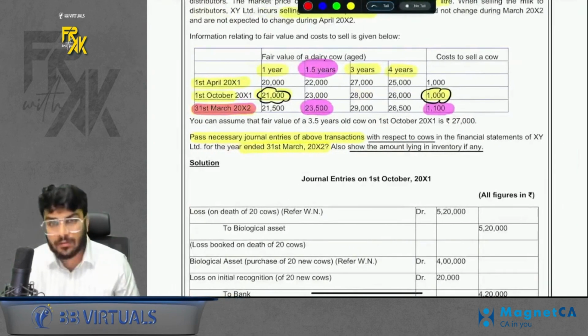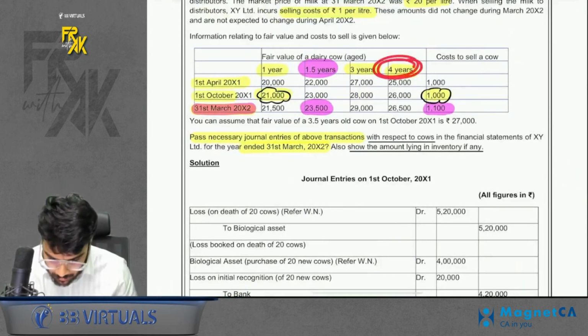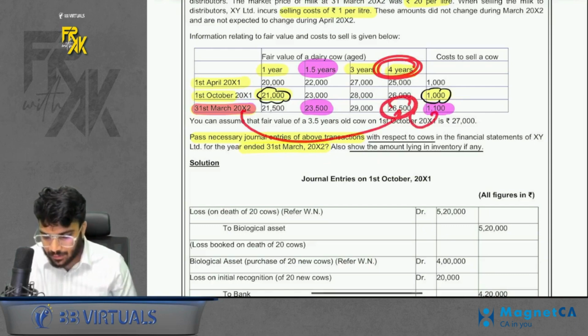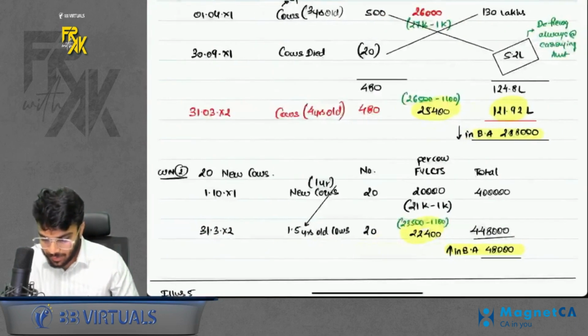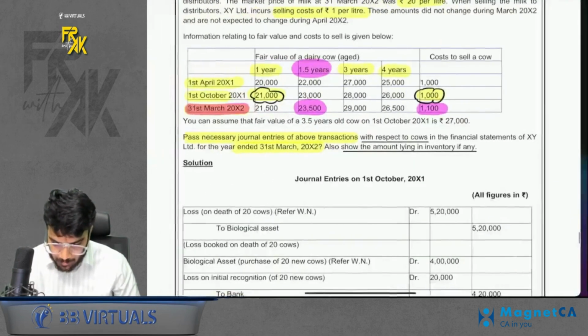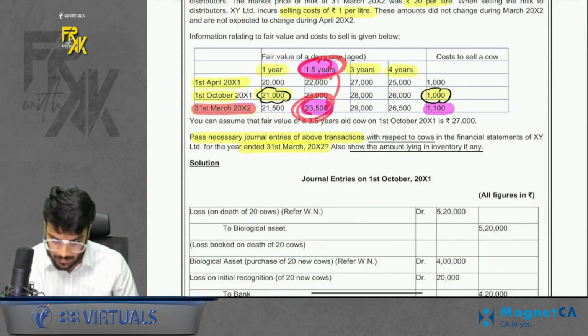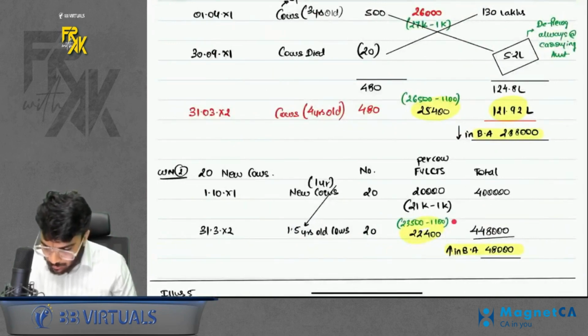How can I find the value? Let's say you want to find the value of 4-year cow. So 4-year cow, year end value, 26,500. Deduct 1,100, you will get 25,400 value. Right? So you can measure now. Previously it was this much, now it is this much. So decrease. Similarly for this, 20 new cows. So go into 1.5 year column, 23,500 is the current year end fair value, but deduct the cost to sell. So 22,400 will come. So this is the new FVL CTS.